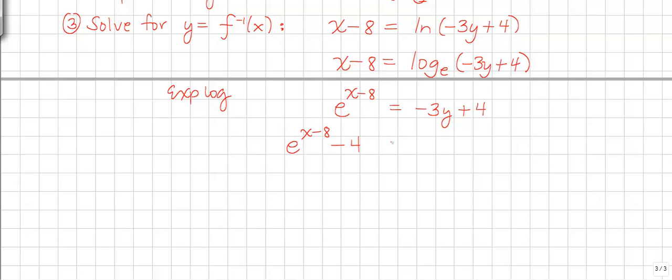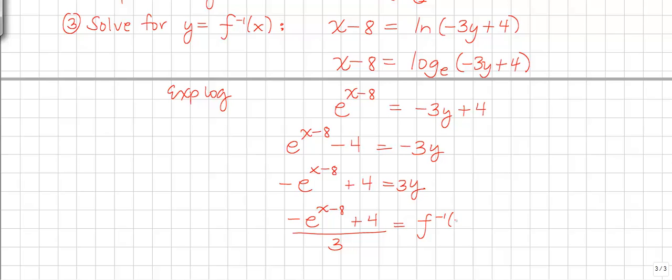We'll finish it off by isolating y, doing the algebraic steps. And we end with negative e to the power x minus 8 plus 4 all divided by 3. And this guy is your inverse function.